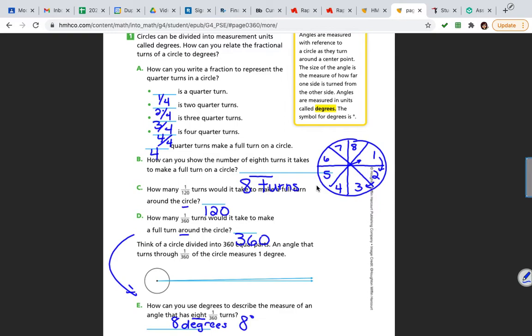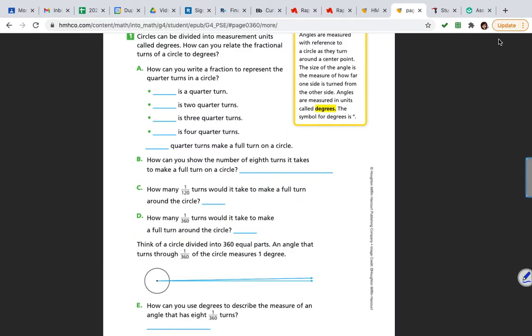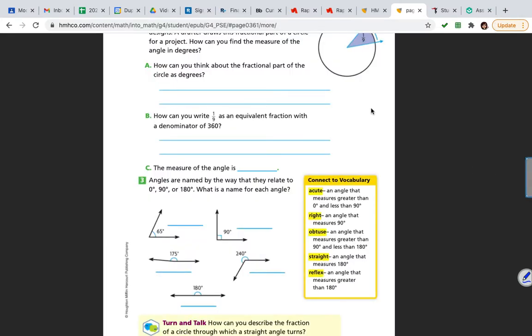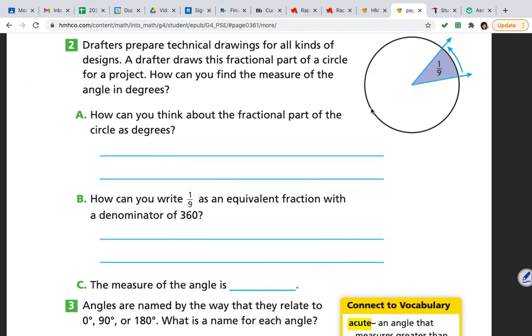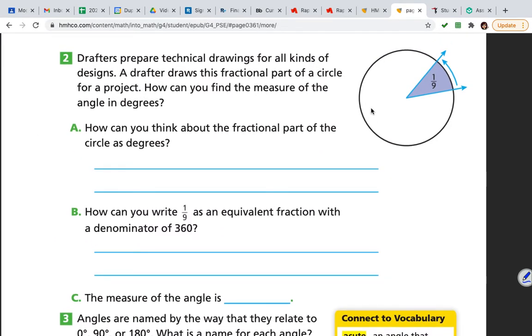On the next page. There's a lot to today's lesson. So number 2, looking at that circle, we have 1/9 right here. Drafters, a drafter is like an architect. A drafter is somebody that would draw pictures. Drafters prepare technical drawings for all kinds of designs. A drafter draws this fractional part of a circle for a project. How can you find the measure of the angle in degrees?